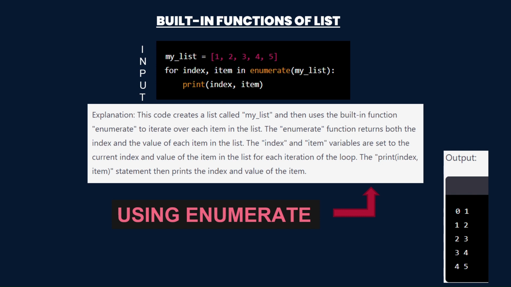So to print that, for index, item in enumerate, and in the brackets we will write my_list, or the list name simply, and then print index, item. So this code, let's see the explanation.